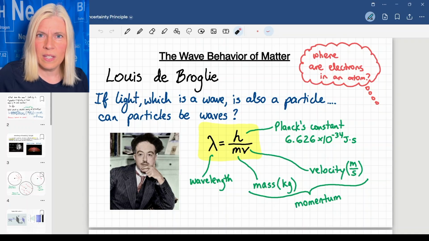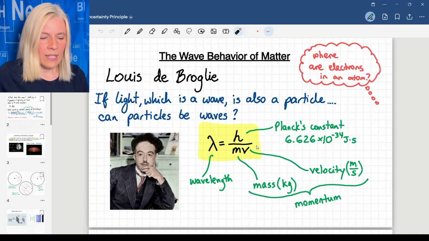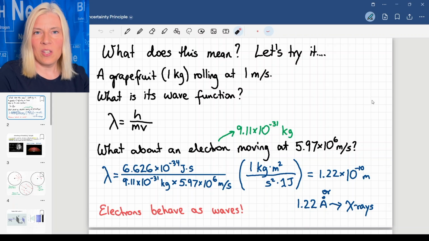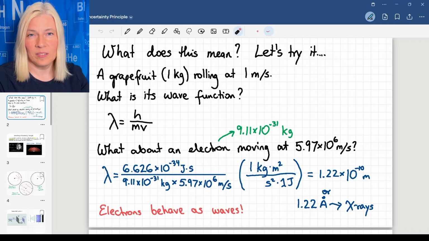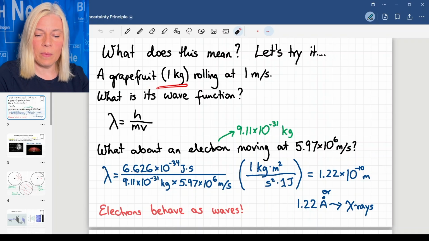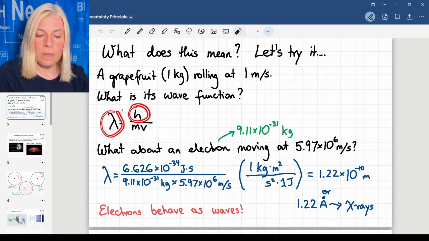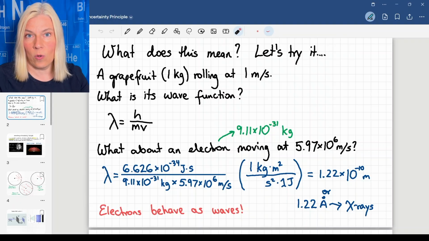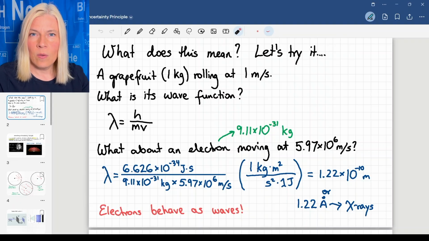Let's talk more about de Broglie's equation. So what does this exactly mean? Let's try it. Let's pretend we have a grapefruit, a 1 kilogram grapefruit. It's a little big, but play with me. A 1 kilogram grapefruit rolling at 1 meter per second. What is its wavelength? Well, mass 1, velocity 1, its momentum will be 1, yes? So the wavelength will be Planck's constant, which is 6.626 times 10 to the negative 34th, meters.